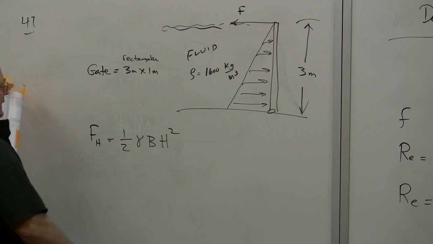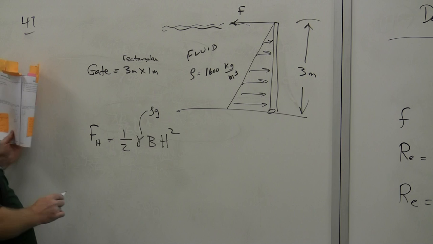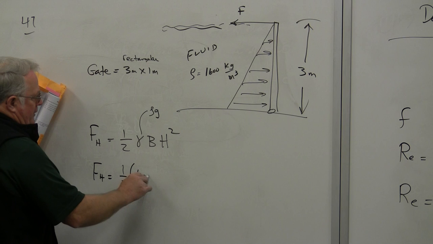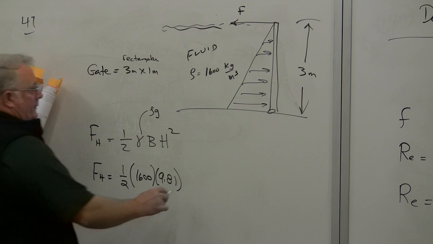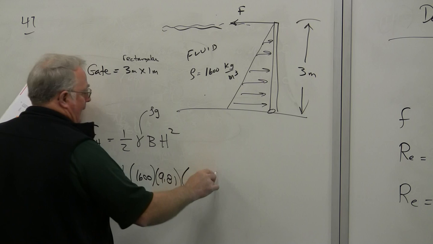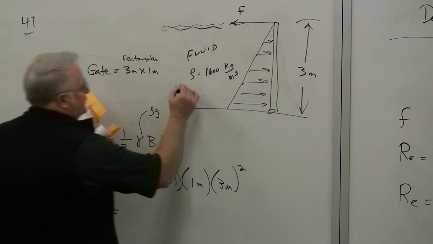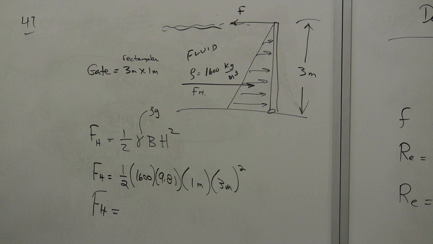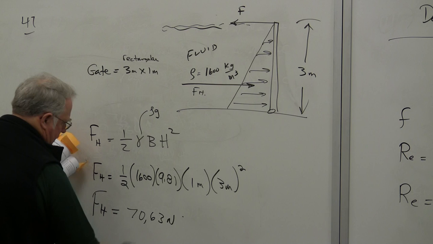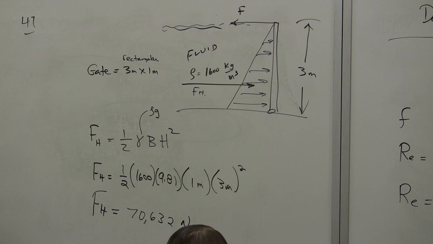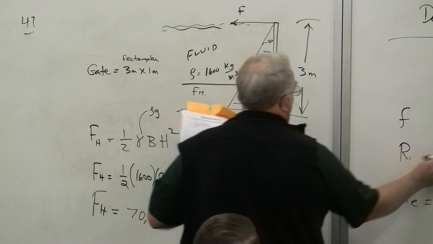Okay, and gamma is rho g. Right? So my horizontal force is going to be 1/2 times 1600 times 9.81, because it's in the metric system. The B is the width into the plane of the board, so it's 1 meter. The height is 3 meters squared. So I'm going to get a horizontal force going that way, that's F_H, of 70,632 newtons. That's my F_H, okay? And so what we're going to do is equate moments about the hinge. So I'm going to sum moments about the hinge.